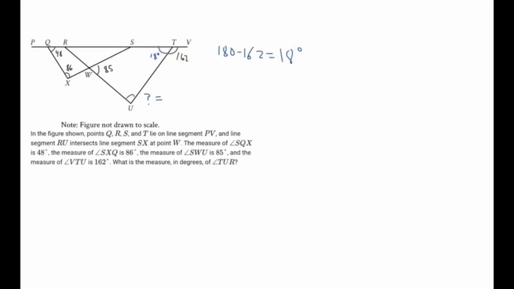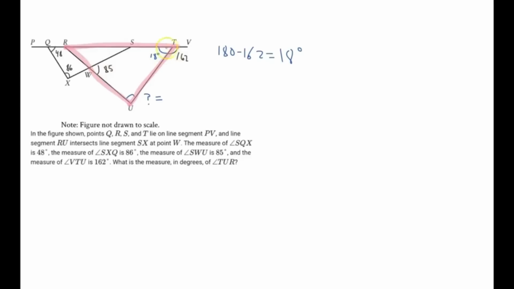And so why did I find that angle? Well, because in order to find angle TUR, I'm going to highlight this. What we can do is find two of the angles in this triangle, because we know there's 180 degrees in a triangle.